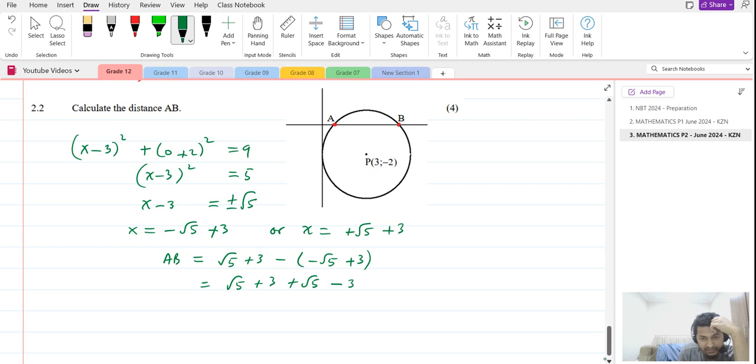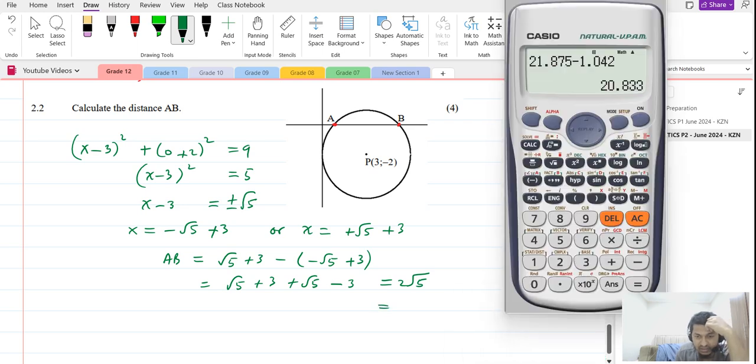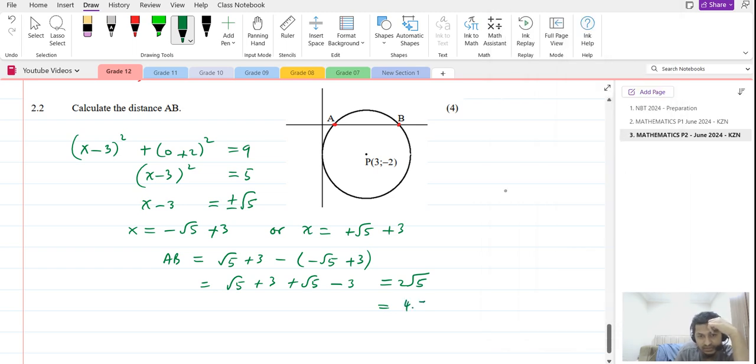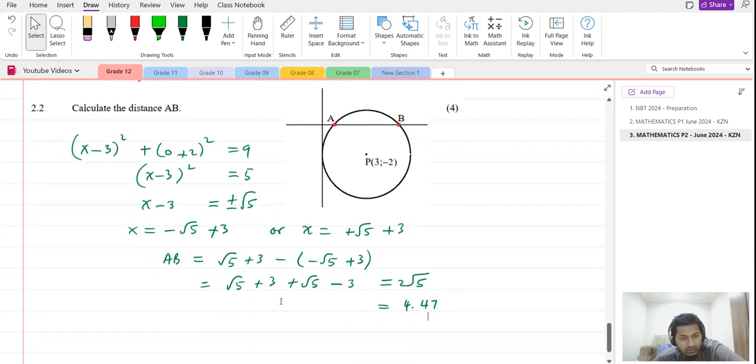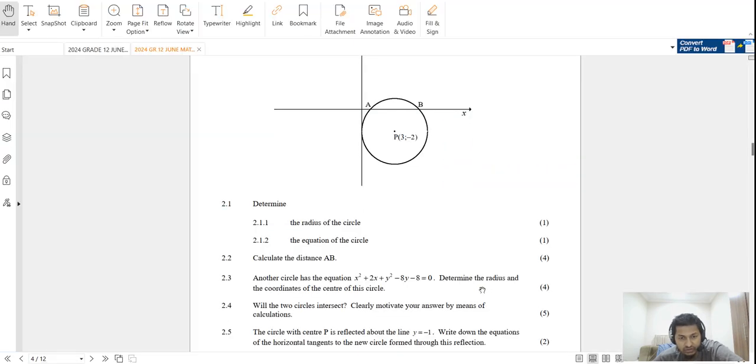Plus 3 minus 3 cancel out. Square root of 5 plus root 5 is 2 root 5. Or you can write the answer in decimal form: 2 root 5 we get as 4.47 units, right? The distance AB. Perfect. 4.47 or 2 root 5. Moving on to the next question.